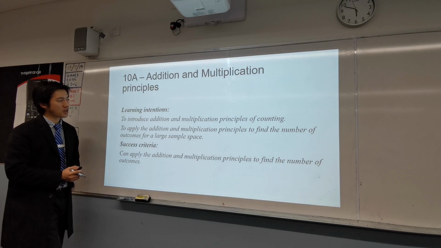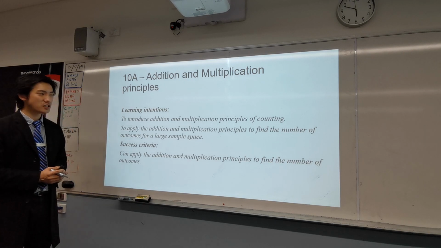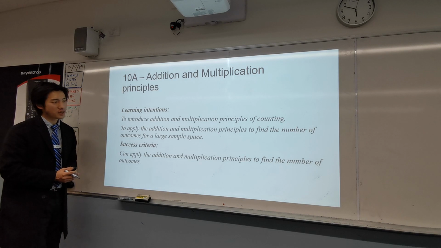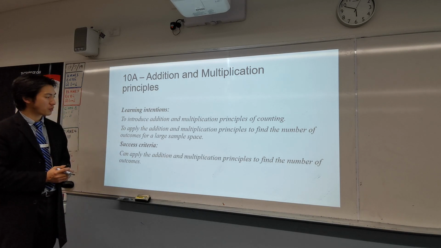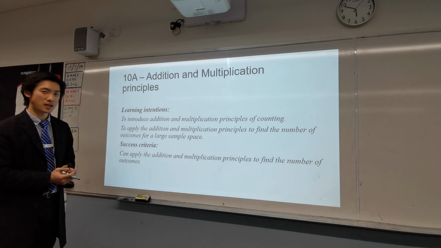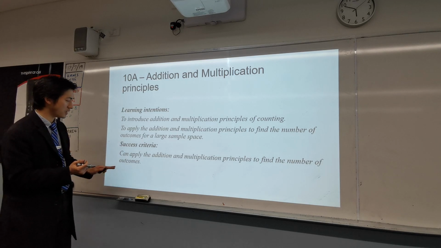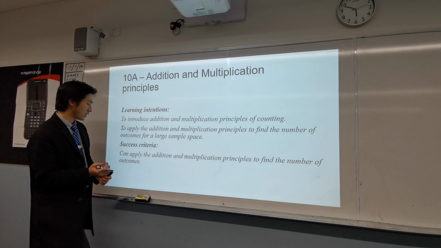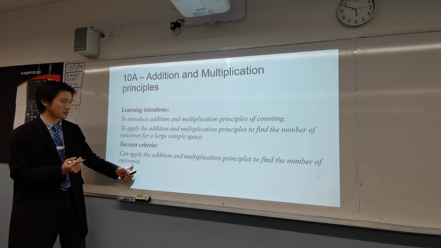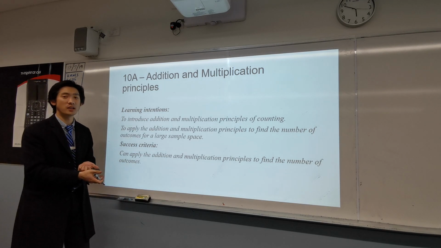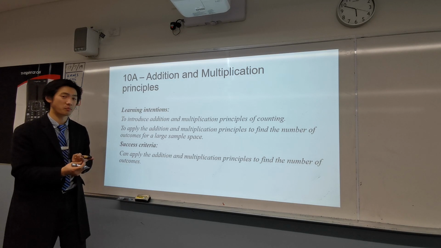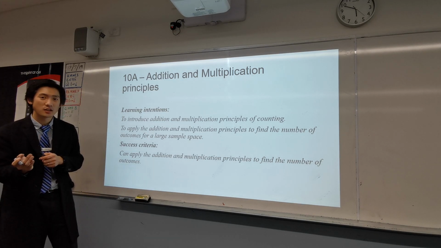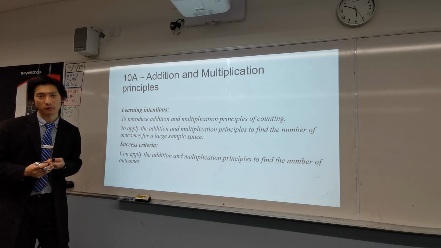Our learning intentions are to introduce addition and multiplication principles of counting, to apply the addition and multiplication principles to find the number of outcomes for a large sample space. And our aim is to apply the addition and multiplication principles to find the number of outcomes. This is going to be related to probability when we're finding the number of outcomes in a certain event, so we can use it in a probability formula.